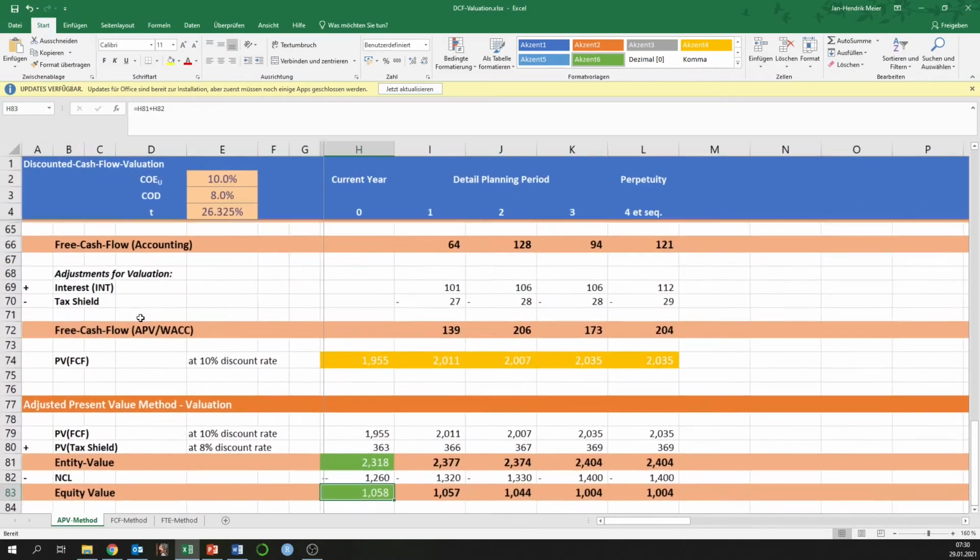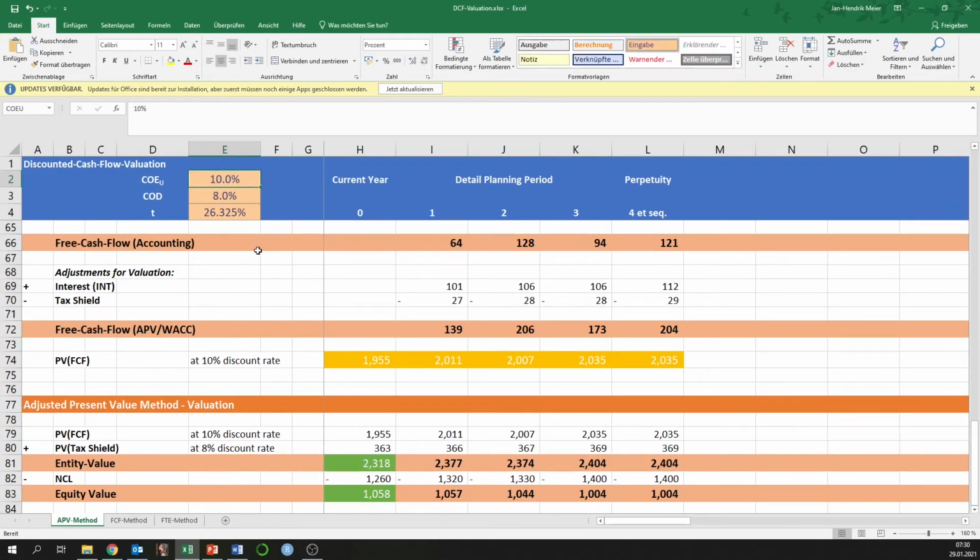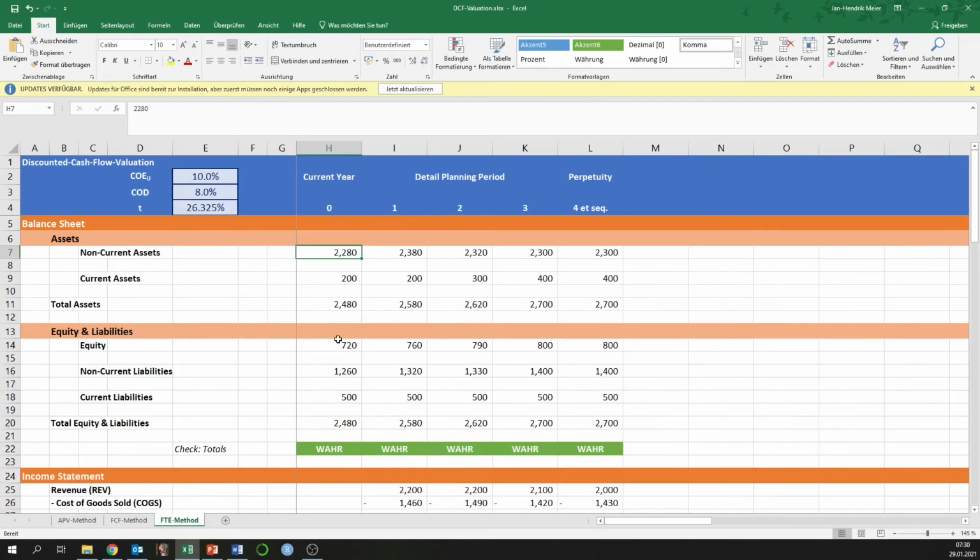And of course, what is very important, the cost of equity of the unlevered firm is given in the upper left corner. And I gave the cost of equity of the unlevered firm a variable name, COEU. The same is true for the cost of debt, 8%, COD. And the same is true for tau, for the tax rate. Since I don't have any tau in Excel, it is TAXR. Of course, I copied that onto my FTE sheet, and I start with the planning of the balance sheet.